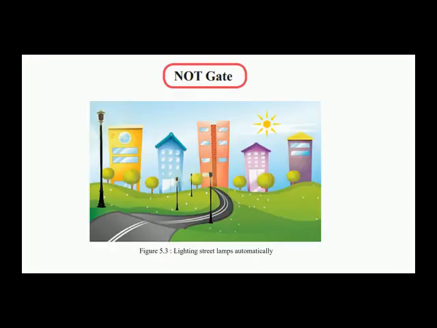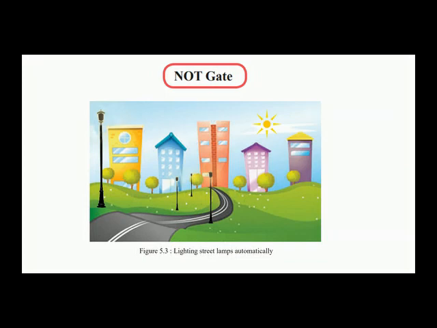Now, if we are looking at the NOT gate, the last gate, we can understand it by the automatic lighting of street lamps. When the sunlight is there, the street lamps are off, right? They are not switched on. If the sunlight is not there, the street lamps will be switched on. That is the logic of the NOT gate.